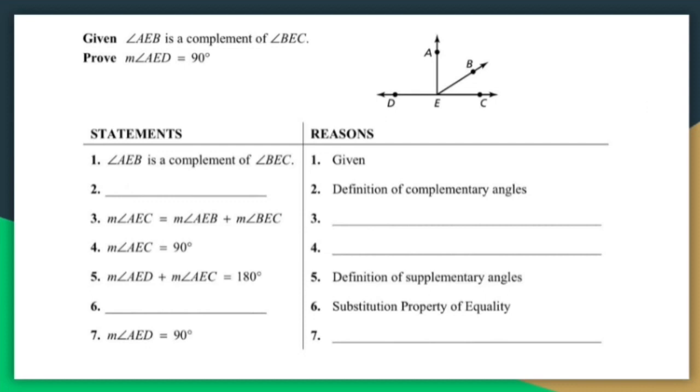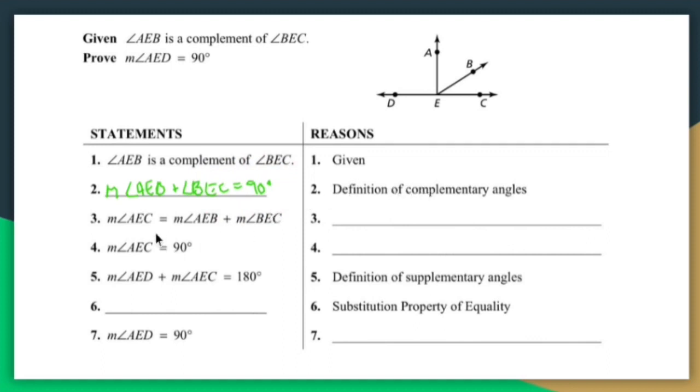What does complementary angles mean? Two angles that add up together. Oh, so what they might want us to say is by definition of complementary angles, the measure of angle AEB plus the measure of angle BEC is going to be 90 degrees. All right, I can handle that.